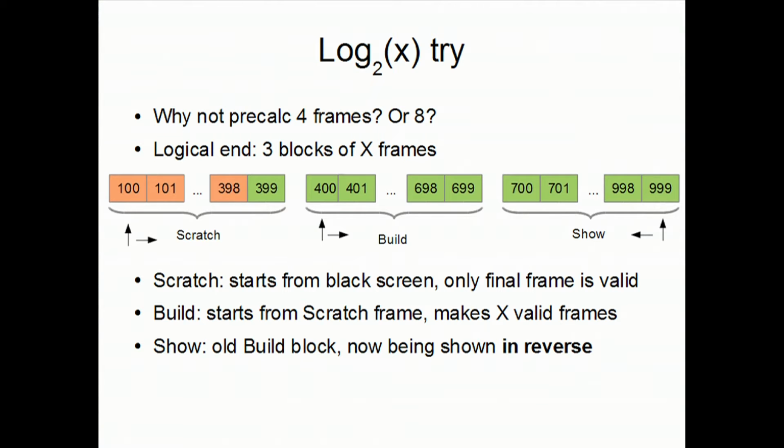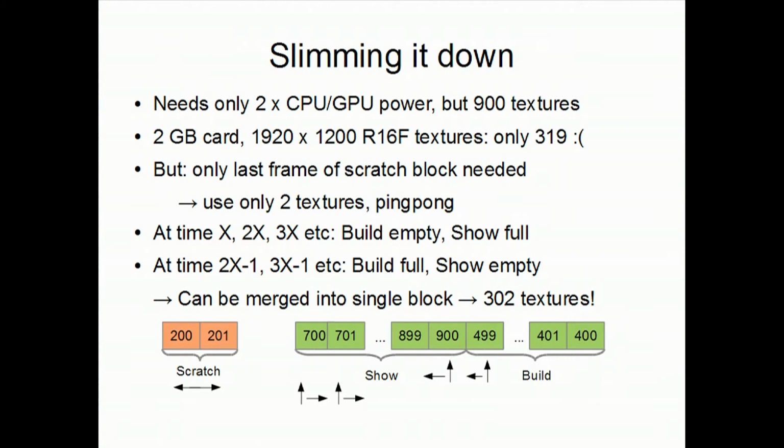So for every frame, we show 1 frame in reverse from the show block, and we calculate 1 frame from the build block and from the scratch block. So this needs only twice the CPU or GPU power, but it needs 900 textures. On a 2 gigabyte video card, if I have a single float texture, I only get 319 textures before the driver won't play. So we need to optimize a bit.